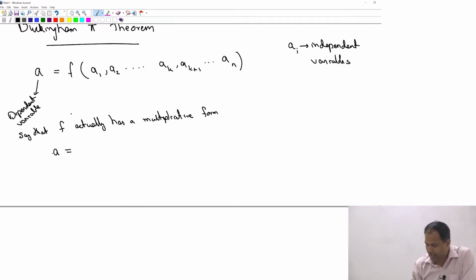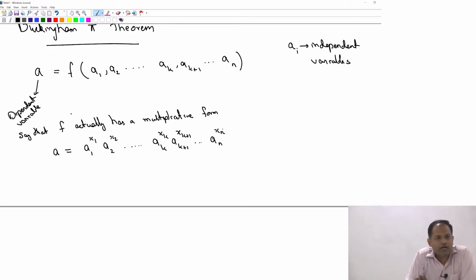I am saying that let's say A is given by A1 to the power of x1, A2 to the power of x2 and so on, AK to the power of xk, AK plus 1 to the power of xk plus 1, etc., AN to the power of xn. Each of them is raised to some power and then multiplied, and let's say that is the functional form this dependent variable has on the independent variables.